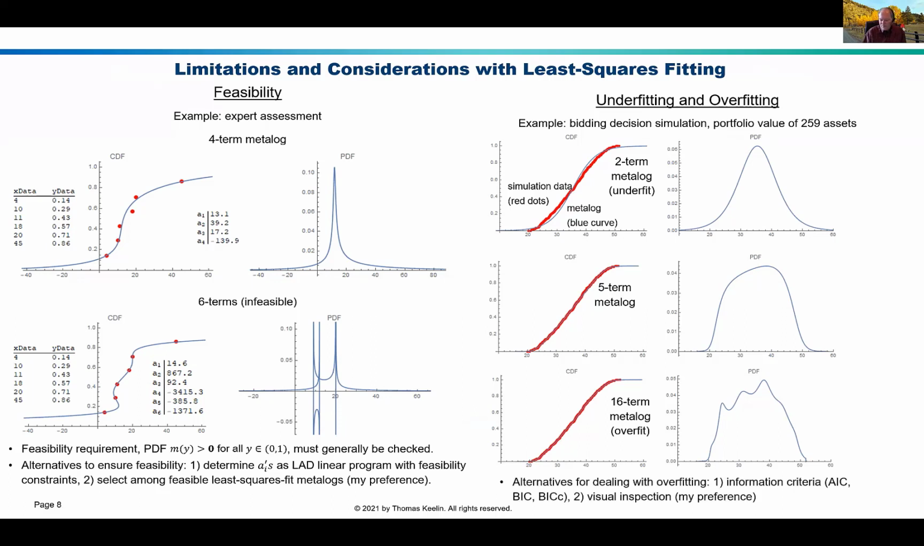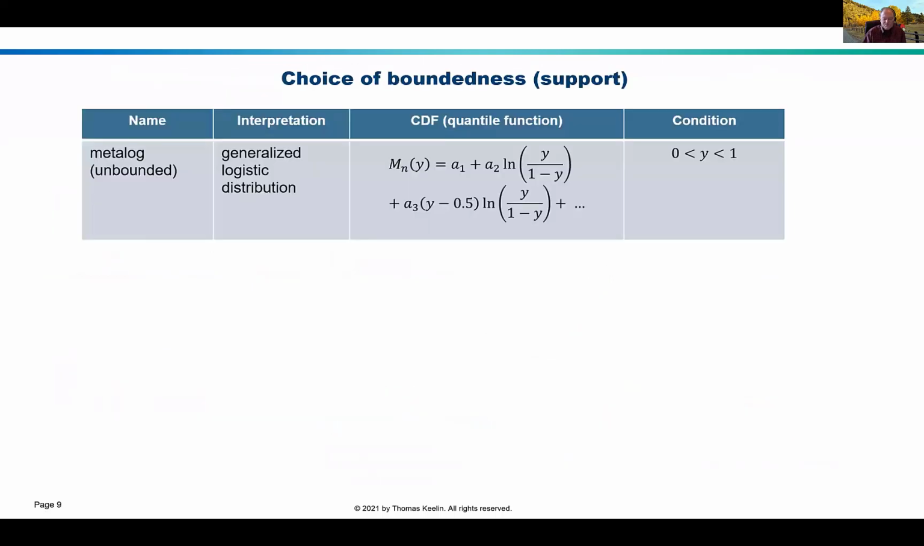So there are various alternatives for dealing with overfitting, but also, again, visual inspection is often my preference. Now, I said that you have a choice of boundedness. The equations I showed you previously are for the unbounded Metalog distribution, and that's the quantile function that I showed previously that can have any number of terms.